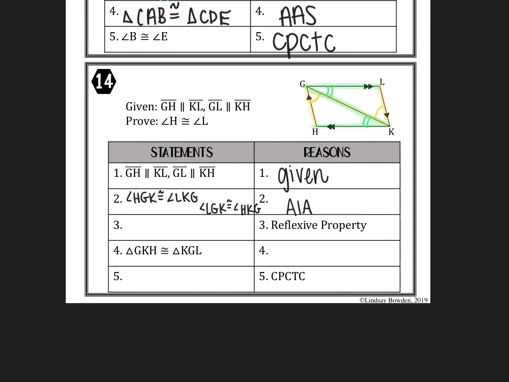After that, you've used your givens, so we can mark this line that's reflexive, which would be GK. So GK is congruent to GK, and once I look, I have two angles and the side right in between them. After you prove that the triangles are congruent, we can now prove that angle H is congruent to angle L because corresponding parts of congruent triangles are congruent.